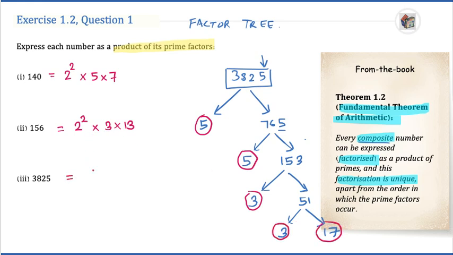So let's write down the prime factorization. You have 5 squared times 3 squared times 17. Now somebody might begin with the 3's and then go to the 5's. Even then the prime factorization will be the same. You know that the order does not matter. Just that your prime factors have to be the same.